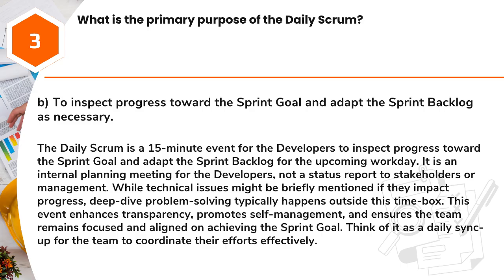Answer: B. To inspect progress toward the sprint goal and adapt the sprint backlog as necessary. The daily Scrum is a 15-minute event for the developers to inspect progress toward the sprint goal and adapt the sprint backlog for the upcoming workday. It is an internal planning meeting for the developers, not a status report to stakeholders or management.